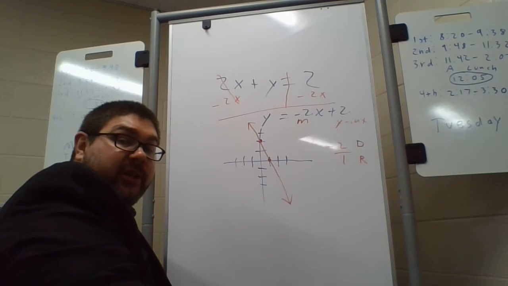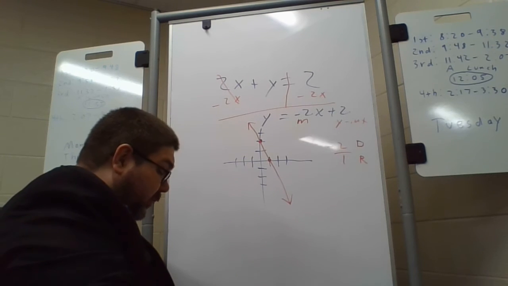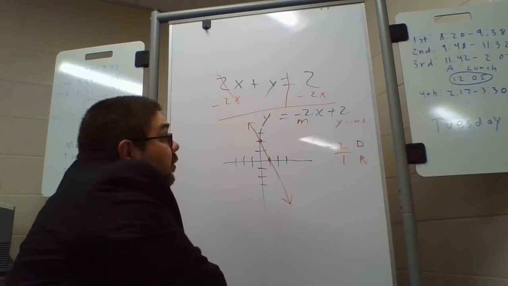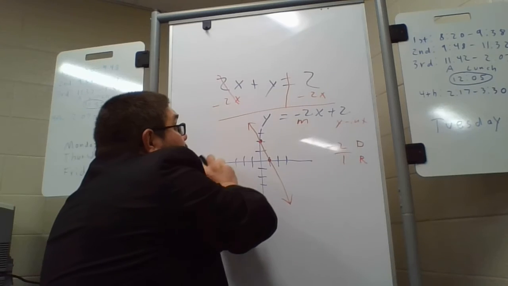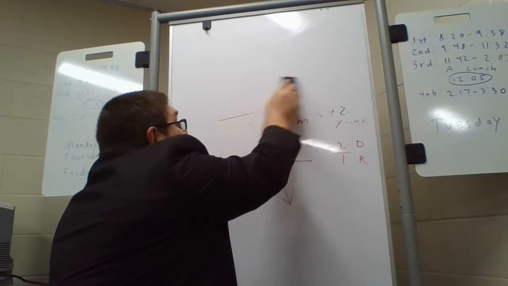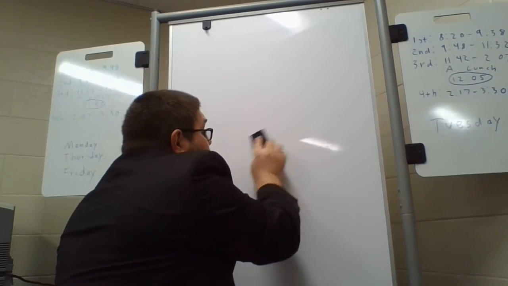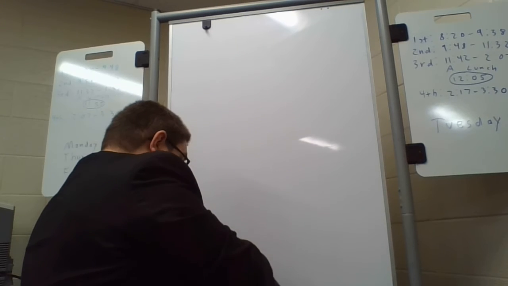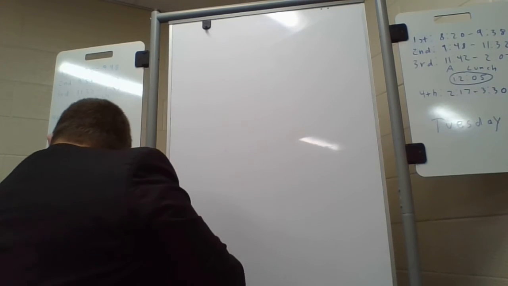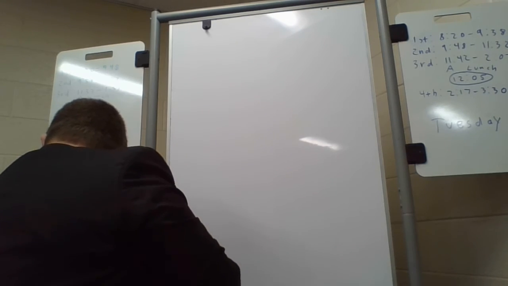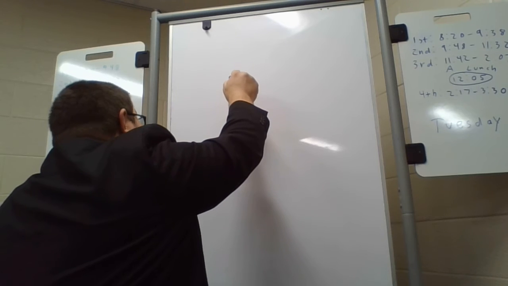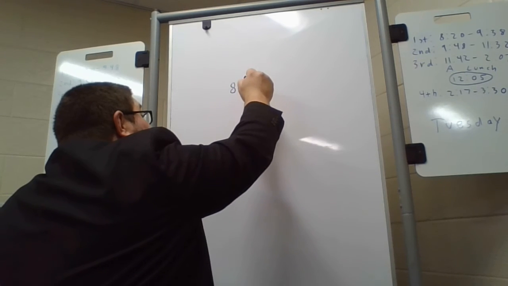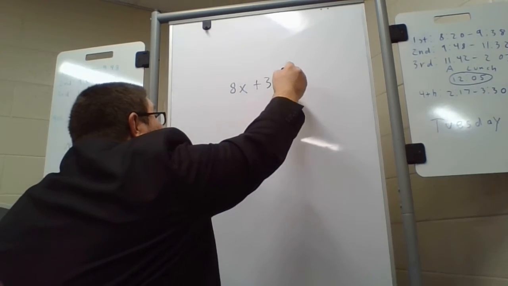This is number 1 in today's assignment. Now I'm going to do one more problem. Pause this if you need to. Next I'm going to do number 3 of today's assignment, which is 8x plus 3y equals negative 9.